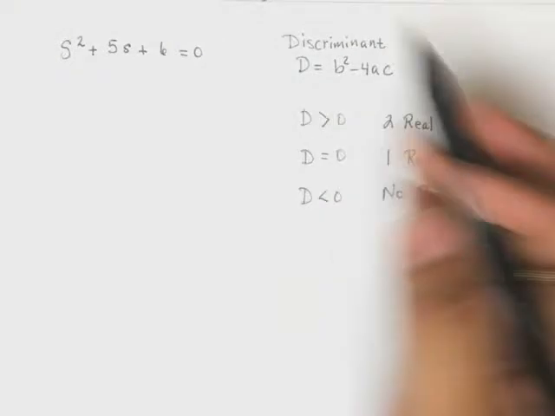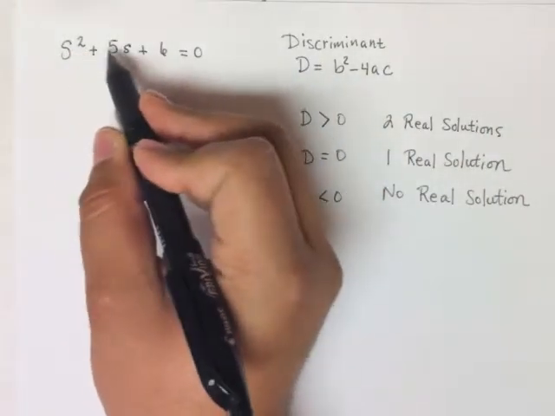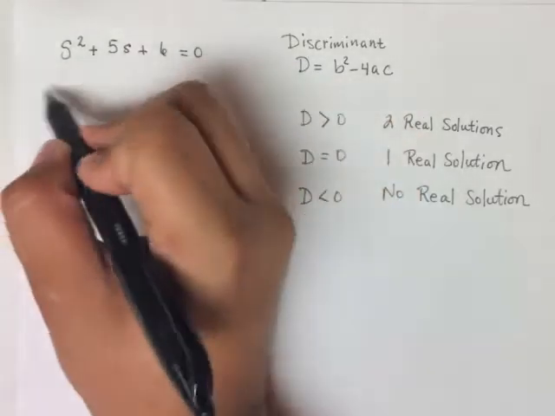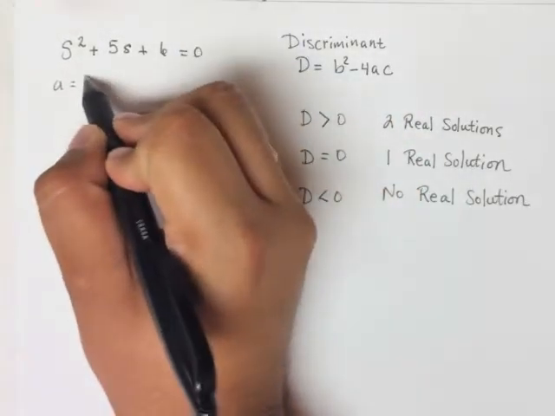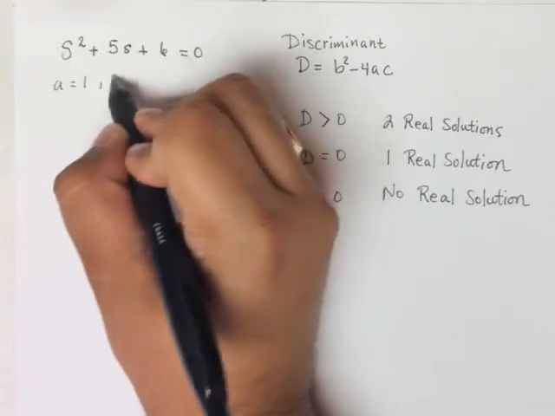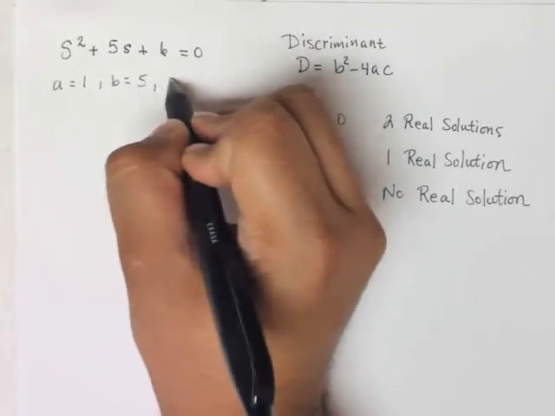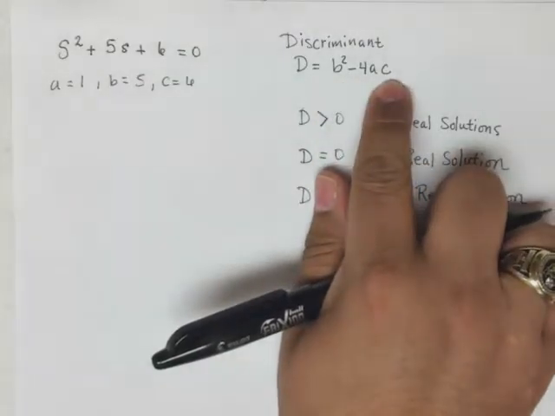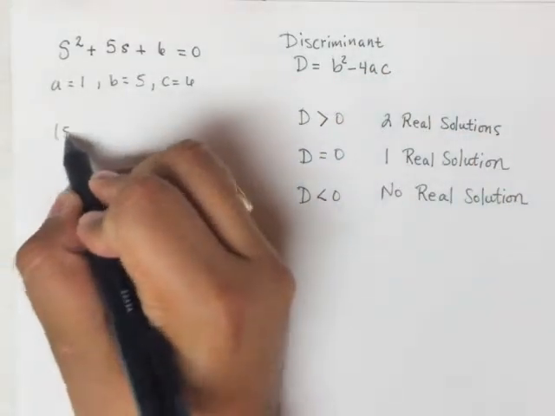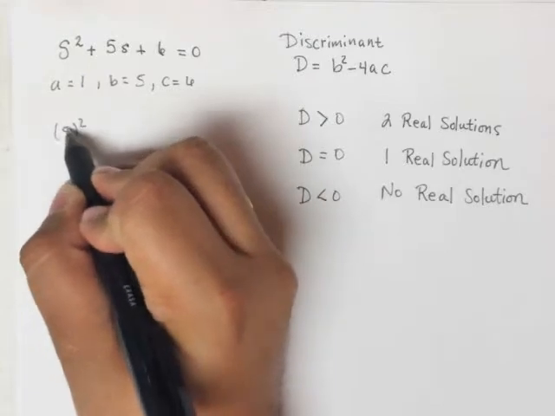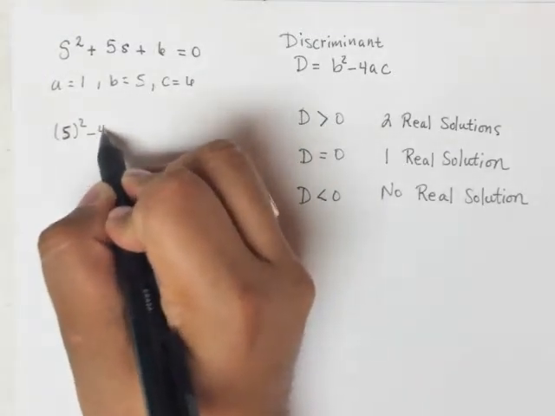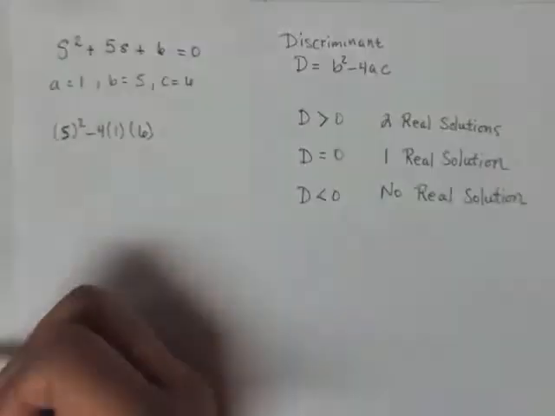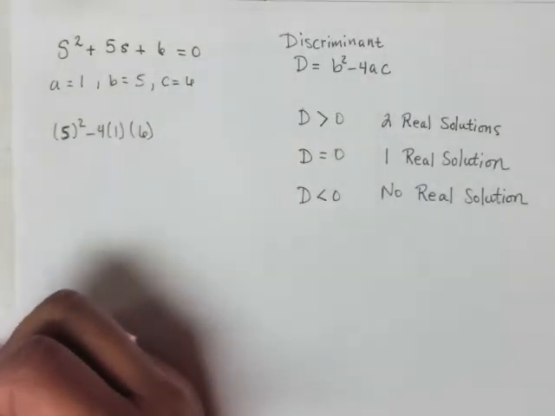Okay, so let's see. We've got s squared plus 5s plus 6 equals 0. So let's identify a, b, and c. A equals 1, b equals 5, and c equals 6. So now let's plug it into the discriminant formula. So we're going to say 5 squared minus 4 times 1 times 6. All right, and let's figure out what that is because that's our discriminant here.